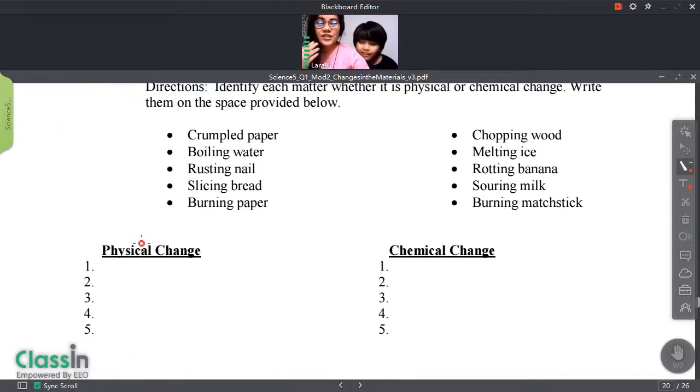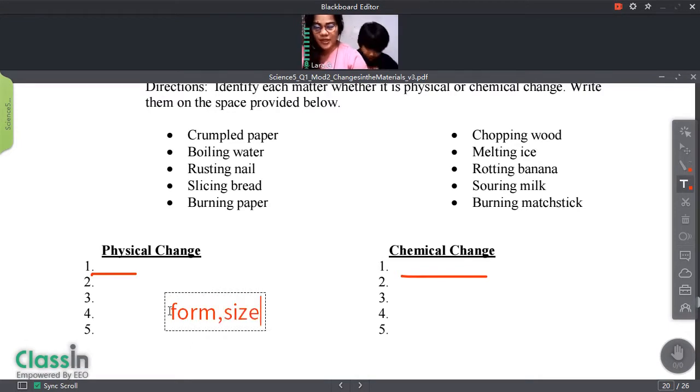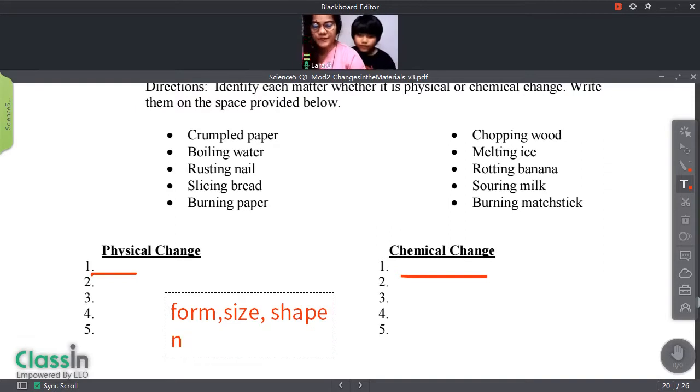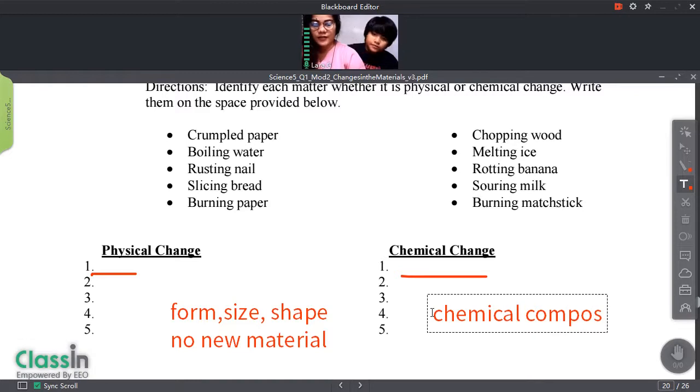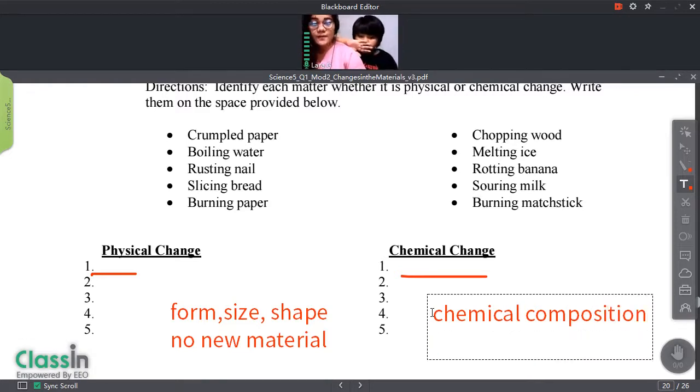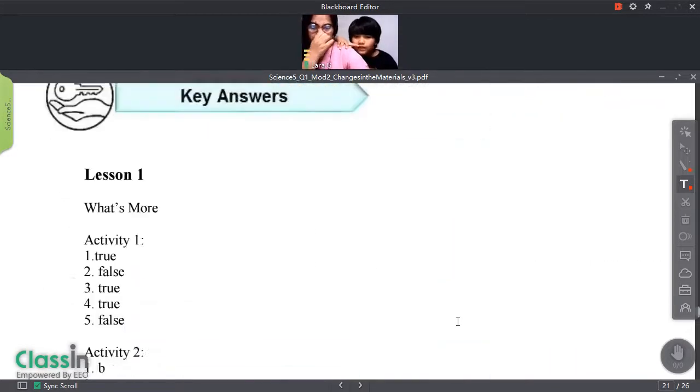Identify physical change and write chemical change. Remember that when you say physical change, only the form, shape, or size changes, and no new material is formed. Chemical change means its chemical composition is altered or changed, and a new material is formed.